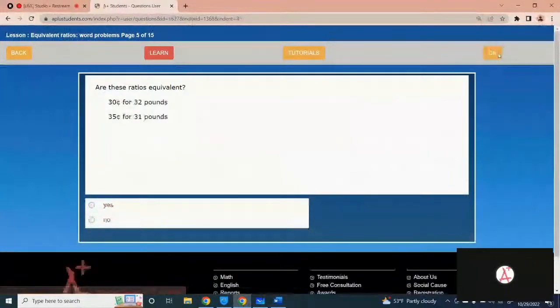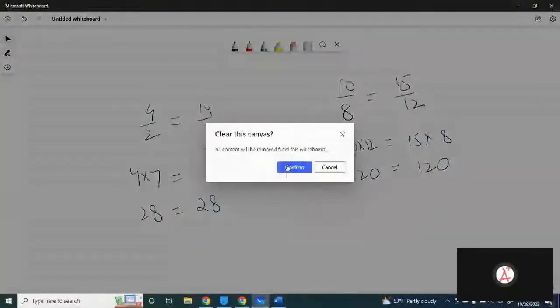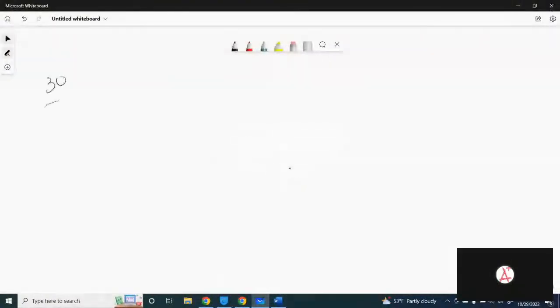Okay, the next one is, are these ratios equivalent? 30 cents for 32 pounds and 35 cents for 31 pounds. Okay, write them down in fractional form. So it would be 30 over 32 and 35 over 31. So 30 over 32 equals 35 over 31.